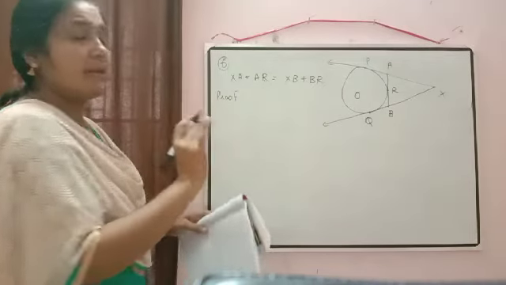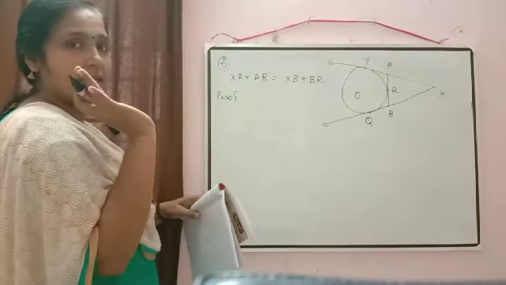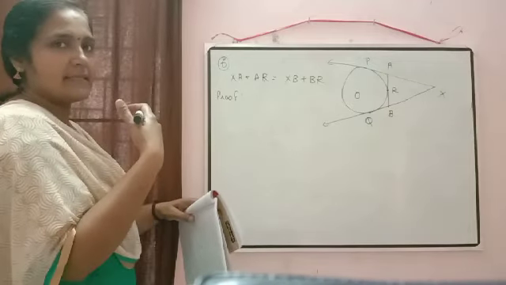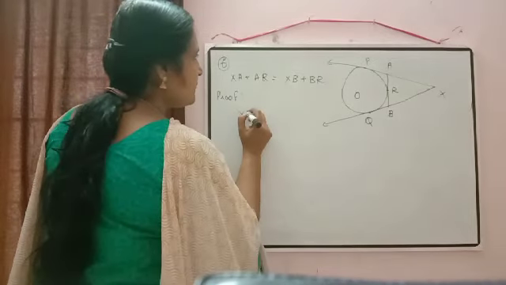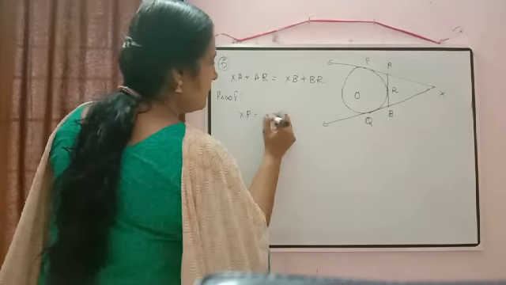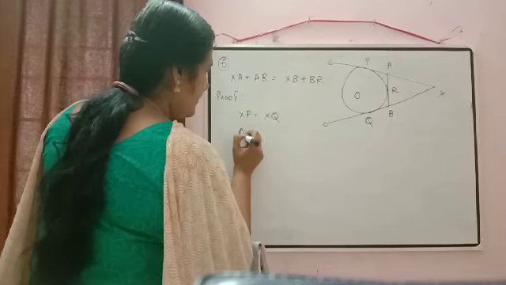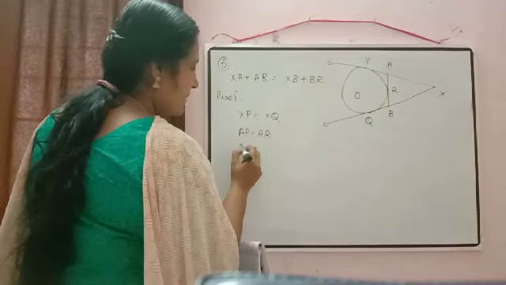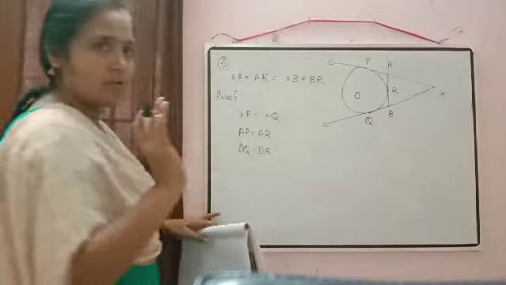First we will write down: length of the tangents drawn from an external point to a circle are equal. Based on that theorem, we will write down the equal sides. What are the equal sides we have here? Yes, XP is equal to XQ. Then AP is equal to AR. Then one more, BQ is equal to BR. These are the things we know.